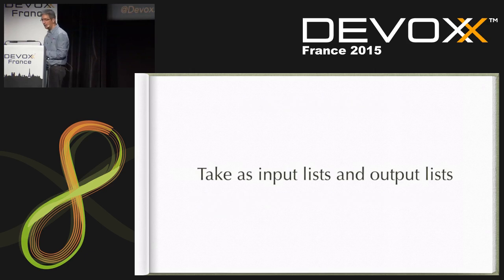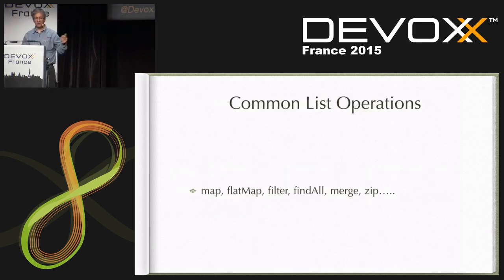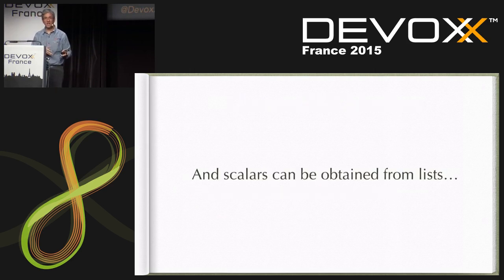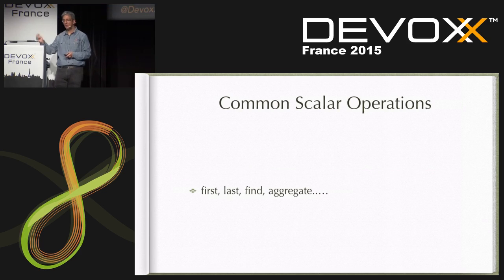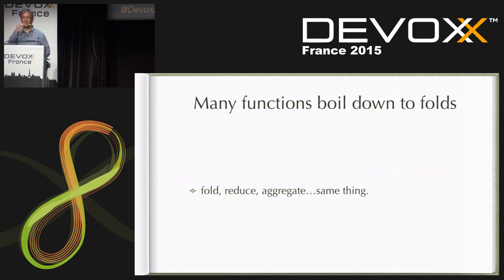We take lists and we output lists. We can combine these. We can do map, flat map, find all, merge, zip. We can obtain scalars from these lists. We can say, take a collection of items and give me the first one. Give me the last one. Find something that matches some predicate. Aggregate them, right? And many of these things that you see when you start to do functional programming all boil down to a couple of functions, one of them being fold.